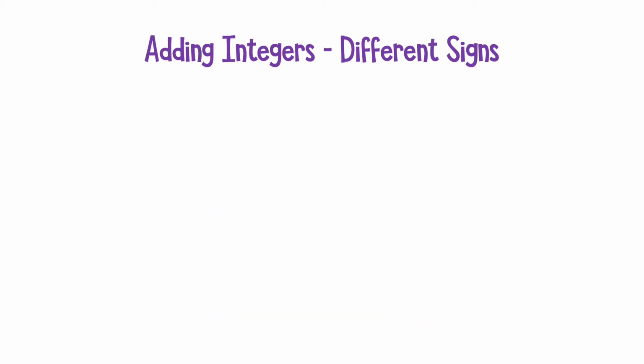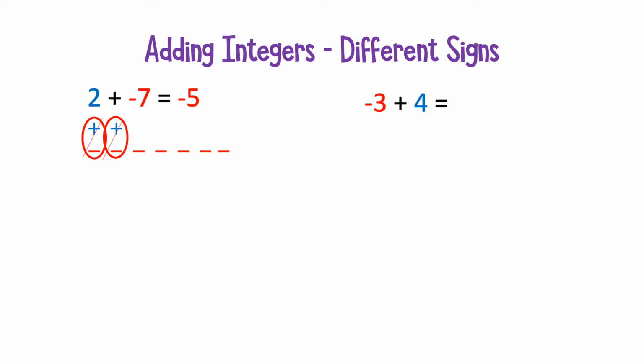If we have integers with different signs, such as 2 plus negative 7, we're going to cancel out the zero pairs. And that means we're subtracting 2 from 7, and we're left with 5 negatives. Give the sign of the bigger number. Negative 3 plus 4. We have 3 negatives and 4 positives. Again, we're going to subtract the zero pairs, and that leaves us with 1 positive.